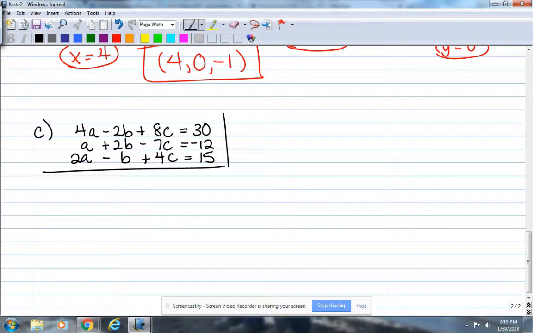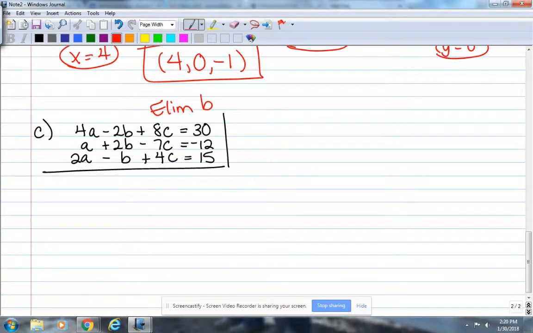Y'all look at these. Tell me, do you want to try to eliminate the X's, the Y's, or the Z's? I mean, the A's, the B's, or the C's? Okay, look at the B's. These two equations already cancel out, don't they? I think I'm going to eliminate my B's. If you're doing this on your own and you want to eliminate your A's, go for it. But your work will look nothing like mine. However, you still should get the same thing if you do it correctly.